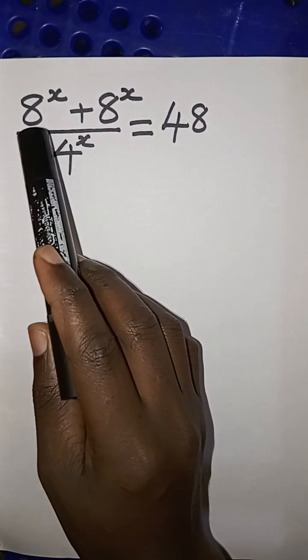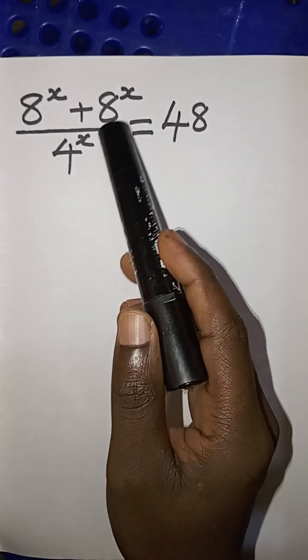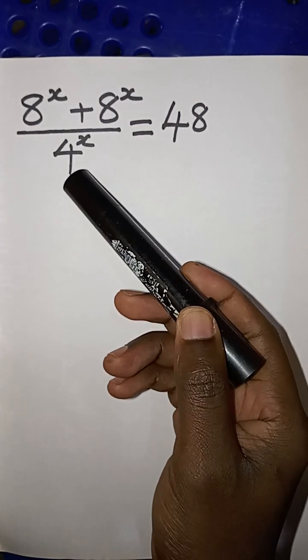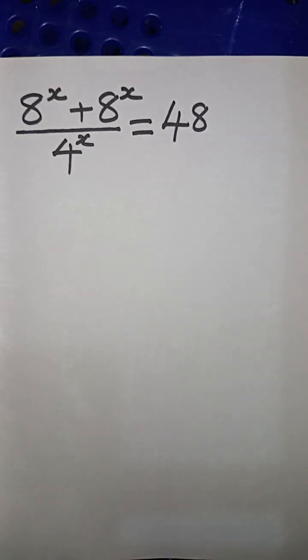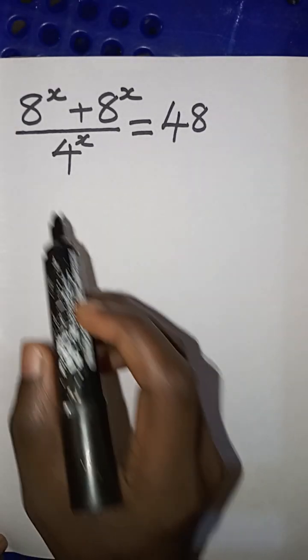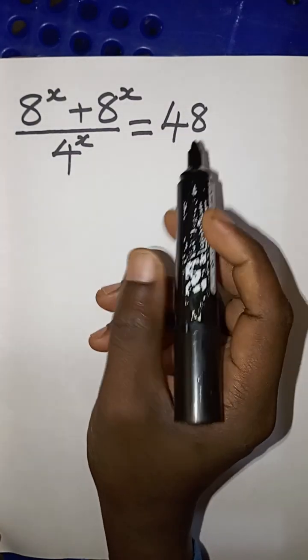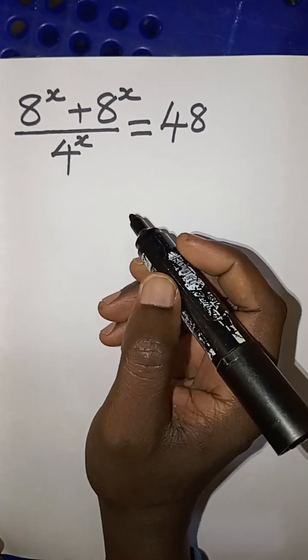Now we're given that 8 raised to x plus 8 raised to x, divided by 4 raised to x, is equal to 48. I'm going to take you through step by step on how to solve the value of x and, if possible, verify it.